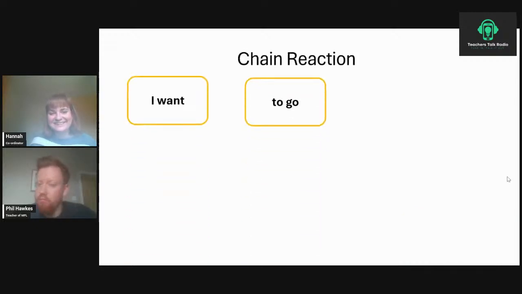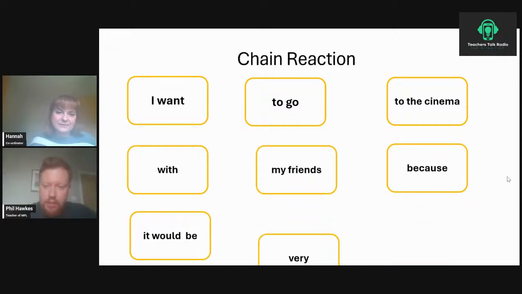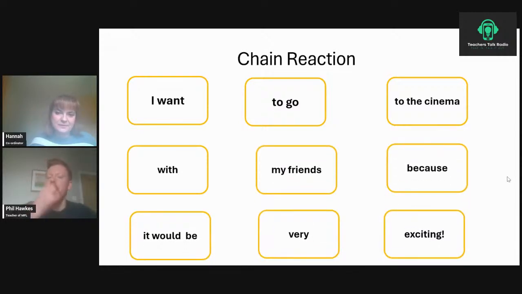Chain reaction, not my game. This has been around for a while, but it's a fun game, I think. So those that don't know what this one is, Team A, one side of the room, Team B, one side of the room. I would time it on a timer.